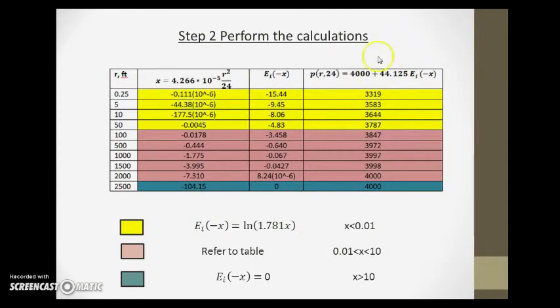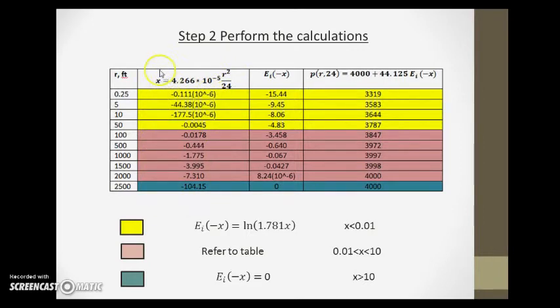And then the second step is to perform the calculations shown in the tables. First we have to obtain the X, and then we can get the EI. After getting the EI, we substitute the EI into the simplified version of the equation of pressure. Then we can get all the pressures. In order to get X, we use this formula: X equals 4.266 times 10 to the power of -5 times r squared over 24. So we substitute all the r inside this equation, and we are able to obtain all the X.